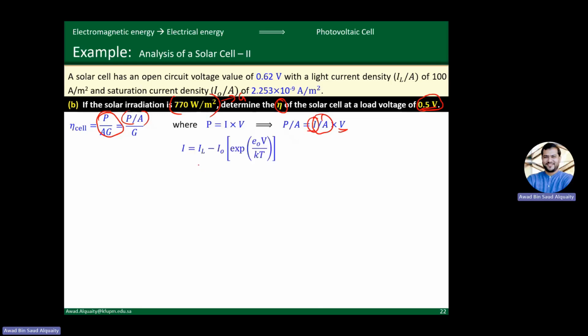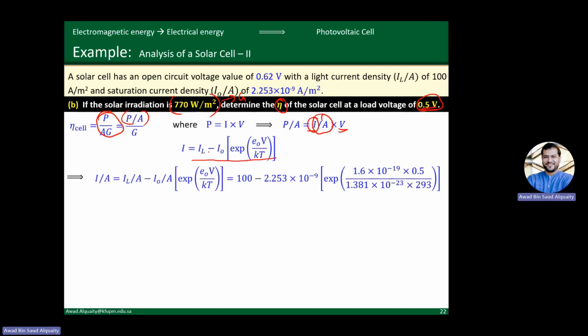So what we need to do is to first find out the current density by making use of these formulas, and we simply need to divide both sides by the area, by the cell area. Now IL by A, the light current density, is given as 100 ampere per meter square. The saturation current density is given as 2.253 into 10 power minus 9. This is a constant. This is another constant, and the voltage V is the voltage across the cell. And here the load voltage is given as 0.5. So this is the number you take.